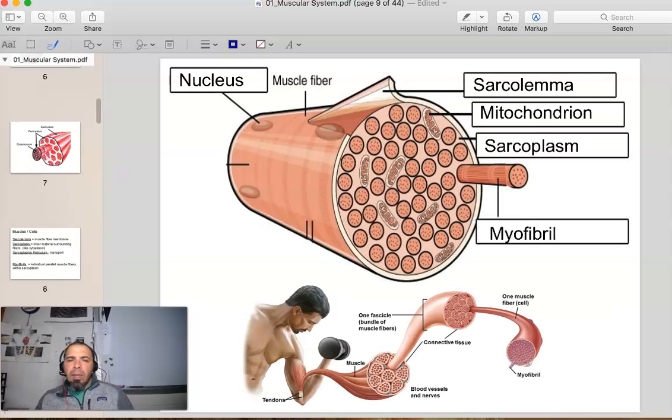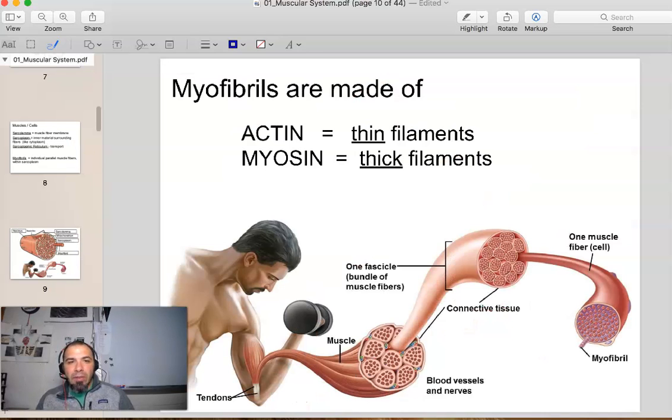So here we go. You've got your nucleus. This is a muscle fiber. There's your sarcolemma, which is essentially the cell membrane. You've got the mitochondria in there because you need energy. The sarcoplasm is all that substance in between, and there's your myofibril. So that is the structure. Again, you're going to be building this out of Twizzlers.